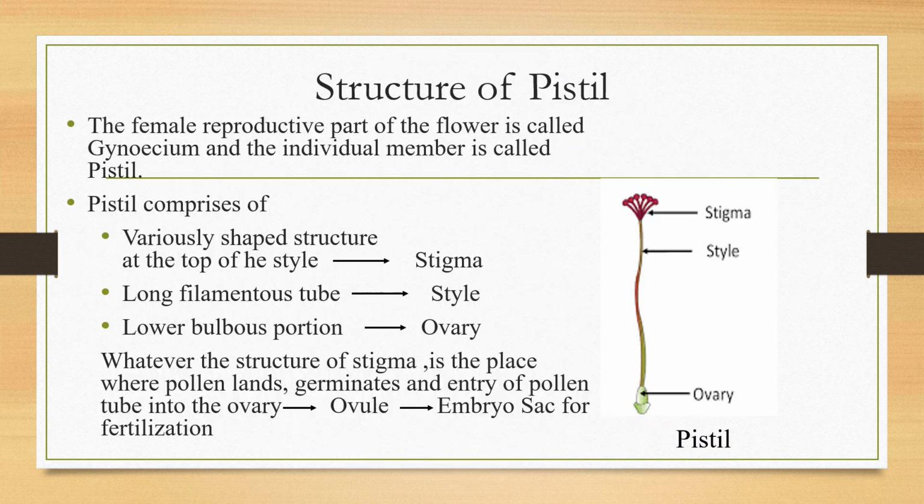Now let us talk about the structure of pistil. What is pistil? Actually, the female reproductive part of the flower is called gynoecium and the individual member is called pistil. It comprises of variously shaped structure at the top, that is stigma, a long filamentous tube, the style, and the lower bulbous portion, the ovary. Whatever the structure of stigma, it is the place where pollen lands, germinates, and the pollen tube enters into the ovary, into the ovule, and then into the embryo sac where fertilization takes place.